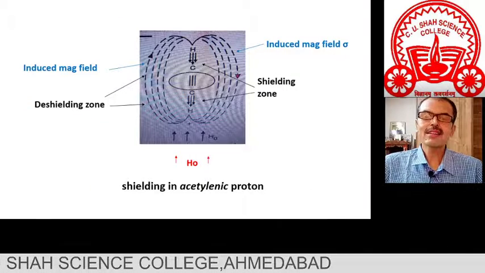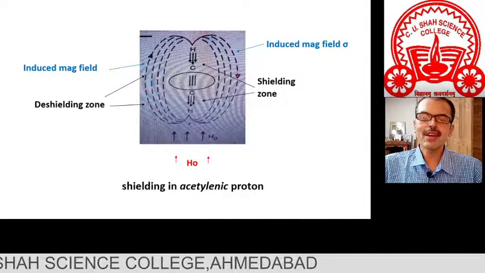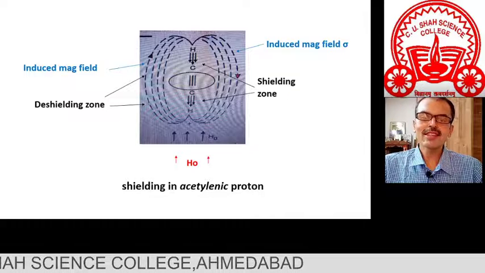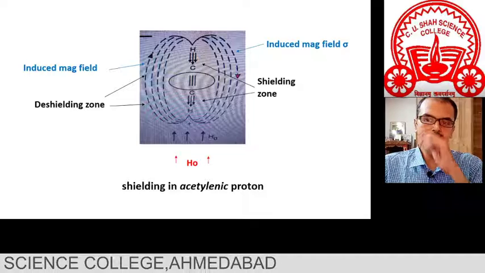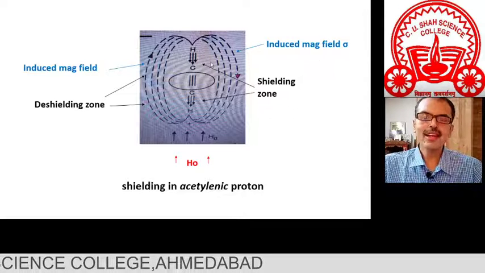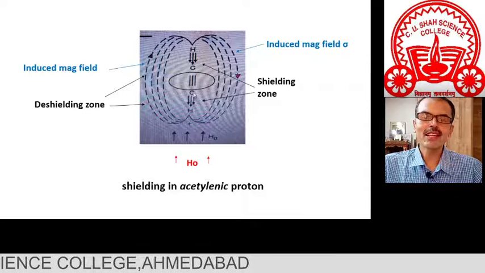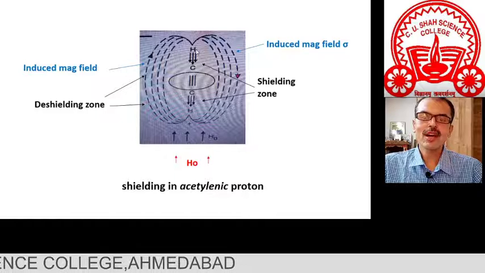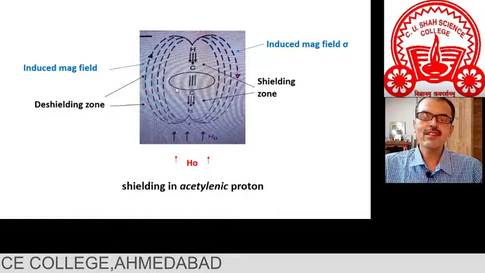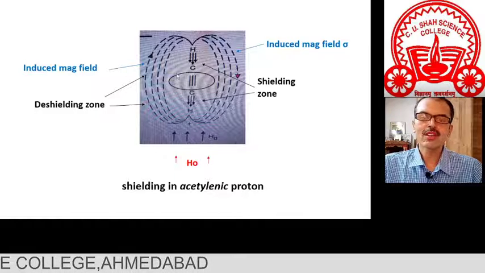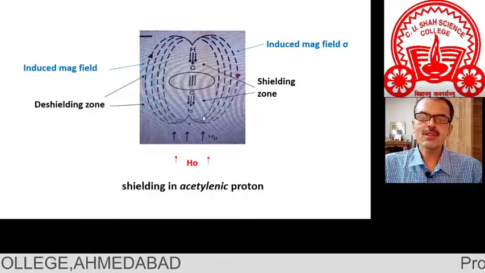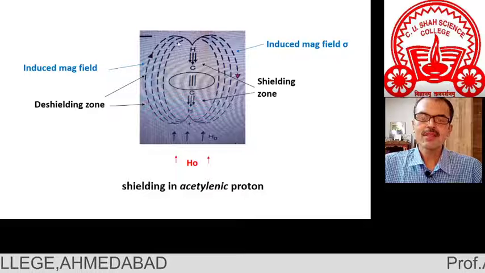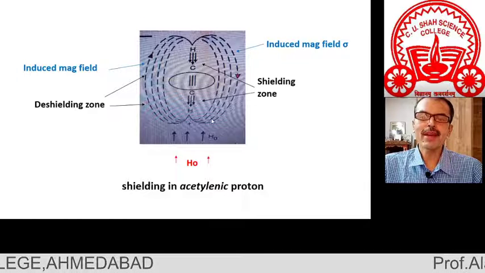Let us understand this with the example of acetylene. This is the acetylene molecule. We also call it ethyne. There is a carbon triple bond carbon, but it is written vertically: C triple bond C, with these two hydrogens. This is the revolution of electrons. Now, this is the direction of H0. These lines are the lines of the induced magnetic field.